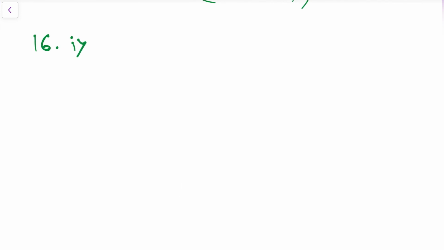3x cube minus 12x. So now only 2 terms are there, and we know the a square minus b square formula, but here the square is not there. So for that, I am taking 3x common. If we take out 3x common, then it remains with x square minus 4.